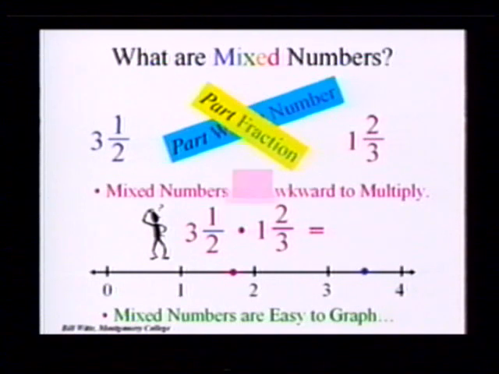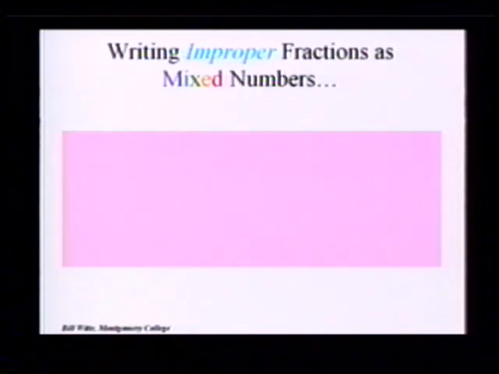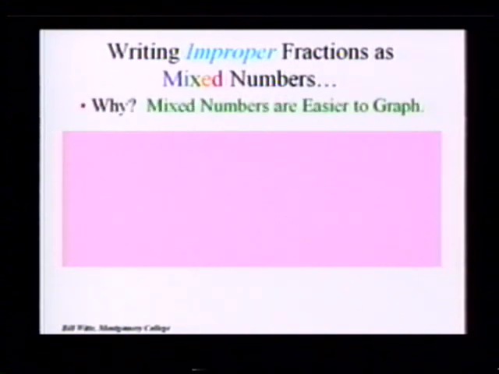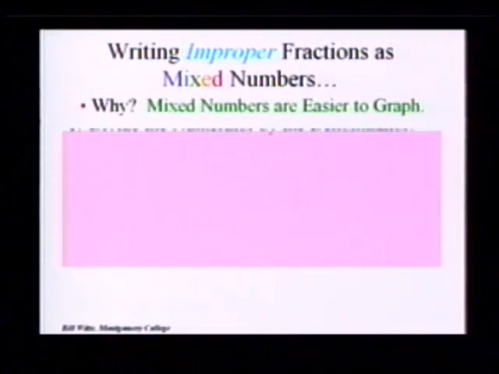That other form is improper fractions. That's what we're going to change mixed numbers into. Who cares? I'll tell you why you care. While mixed numbers are easier to graph, you want to be able to go back and forth. Improper fractions are way easier to manipulate. Let's see how we're going to do this.